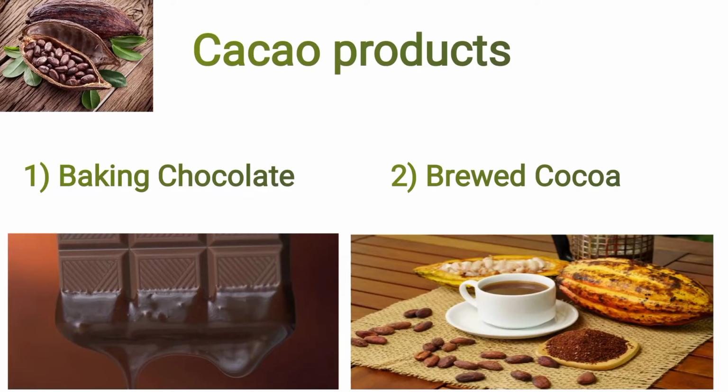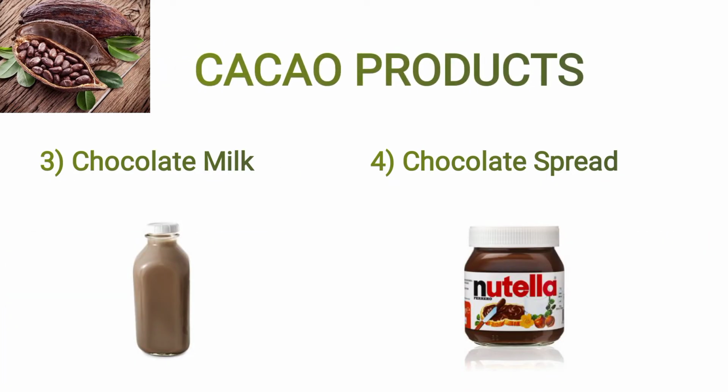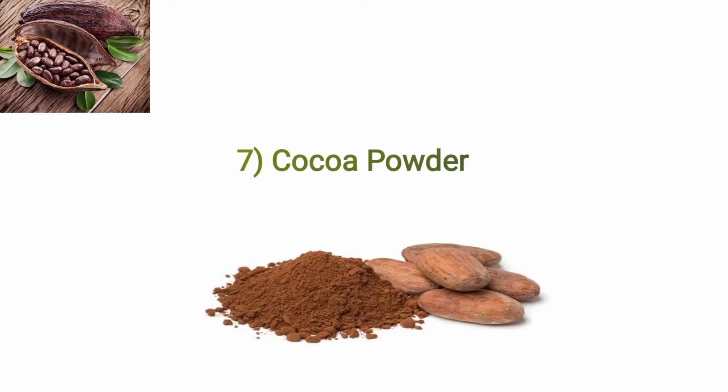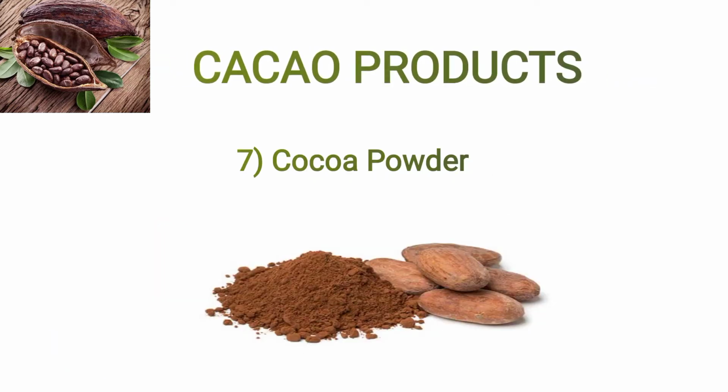These are the cocoa products. First is the baking chocolate, brewed cocoa. Then the third is the chocolate milk, chocolate spread, the cocoa butter, cocoa nibs, and the last one is the cocoa powder.